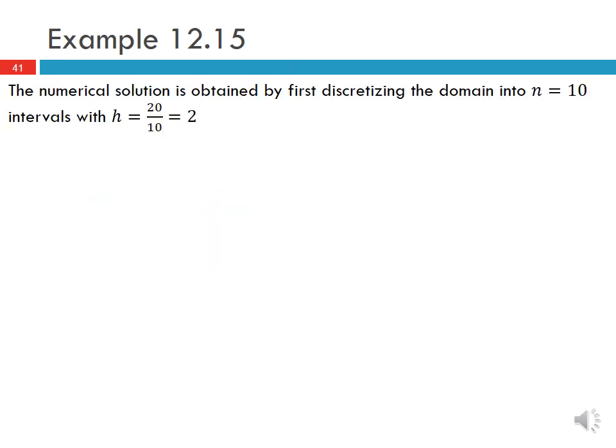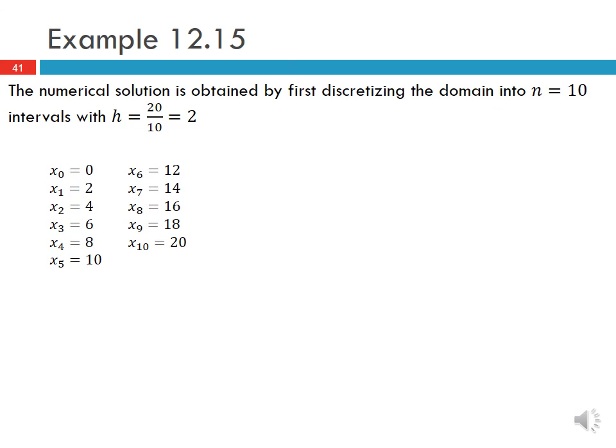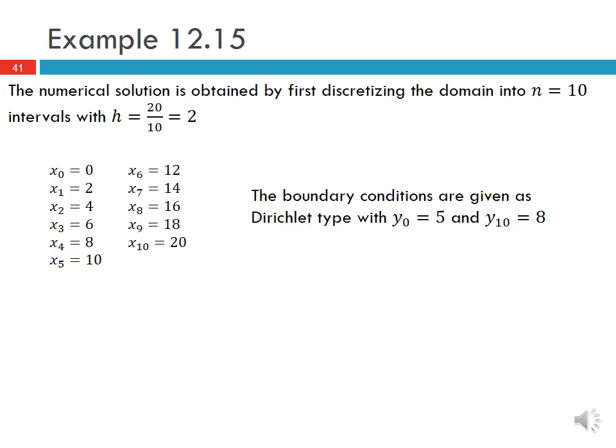Again, the numerical solution is obtained by discretizing the domain into 10 intervals. So here h is equal to 2. All of our values of x we can write down here. And the boundary conditions are given as the Dirichlet type. So we know that y0 is equal to 5 and y10 is equal to 8.